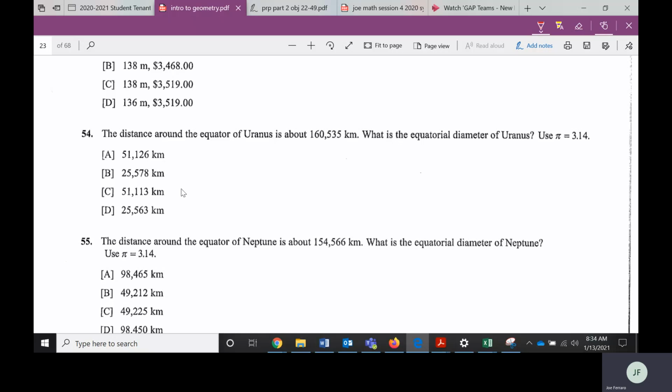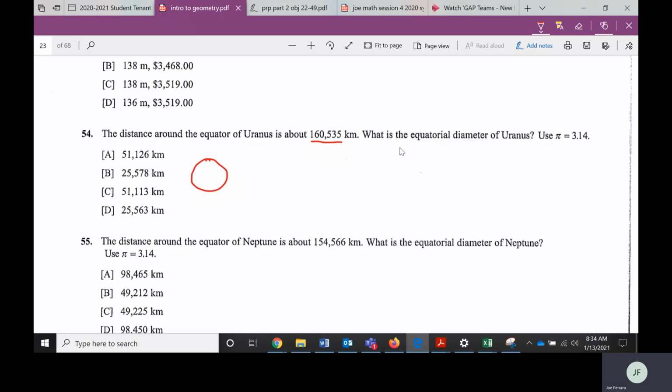So what happens is, if you had a ball and you cut it in half, like a planet, the equator would be the distance around the widest part of that ball, or in this case, the planet. That's what the equatorial diameter is. Okay, so that's the part of this one that's hard to understand. Then the next thing is, don't assume this number is a diameter or a radius. This is the circumference. They're asking for a diameter.